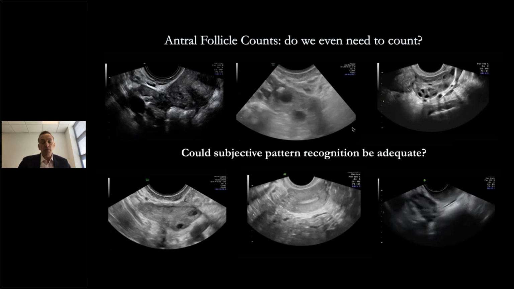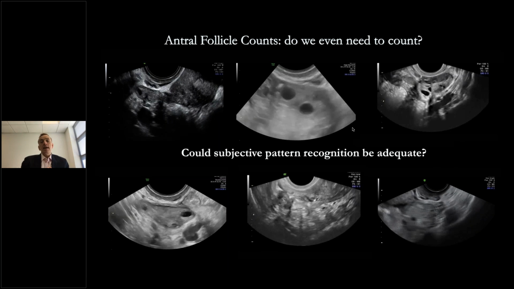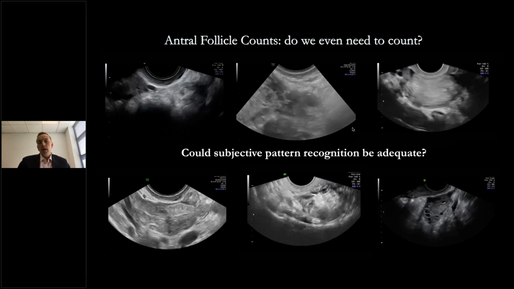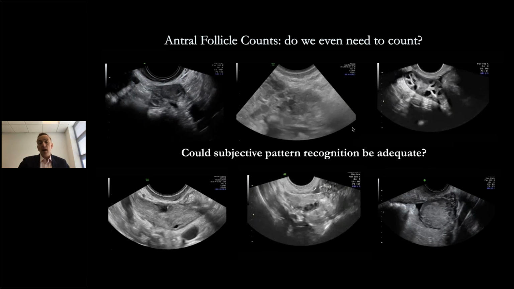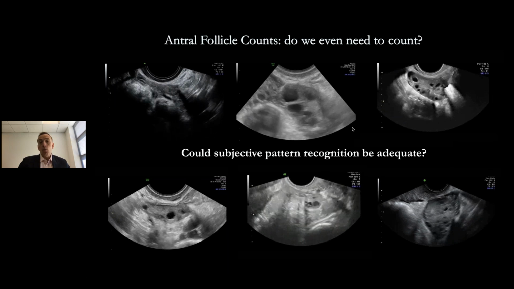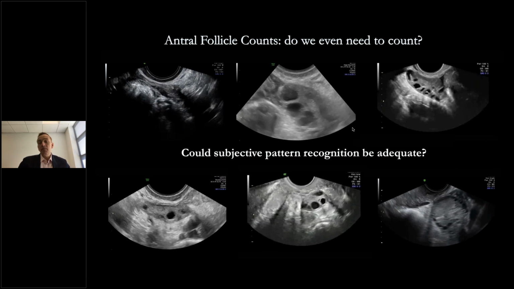I just want to finish off a little bit, again, about some work that we're doing here, and then we'll pause for questions. So antral follicle counts, very important. I need them to run my IVF unit. I need them to dose patients. But what we're starting to look at now is maybe we could simplify things.